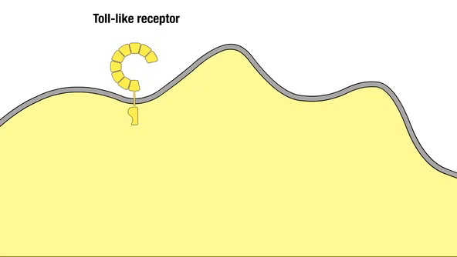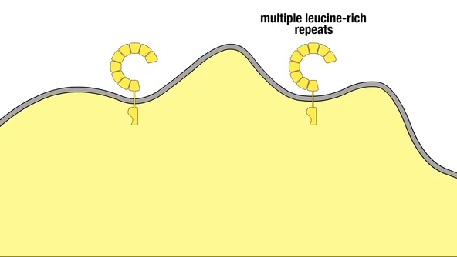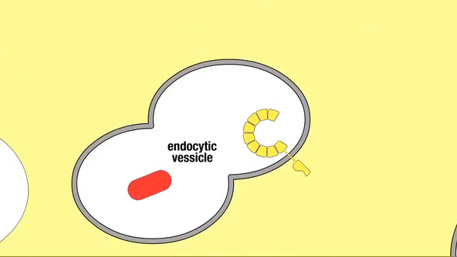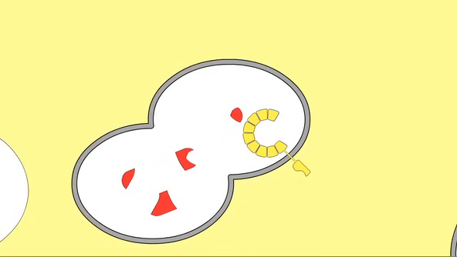Toll-like receptors, or TLRs, are composed of multiple leucine-rich repeats that are useful for recognizing various PAMPs. TLRs are membrane-associated proteins. Some are located on the surface of the cell, while others are located on endocytic vesicles, where they survey the degraded contents of pathogens taken up by endocytosis.